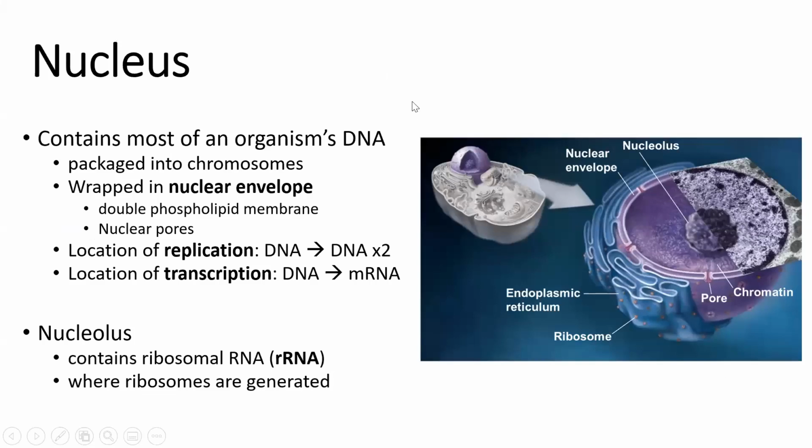The nucleus contains most of an organism's DNA. We say most because we're going to talk about another organelle that also has DNA in it. For the eukaryotic organism, the chromosomes, the DNA, is actually linear, okay? And it's wrapped in a nuclear envelope. The nuclear envelope is made up of a double phospholipid membrane. You have nuclear pores, which we're going to talk about in great detail in Unit 4. So that means something is going to be able to go in and out of the nucleus, okay? Very important for the DNA.